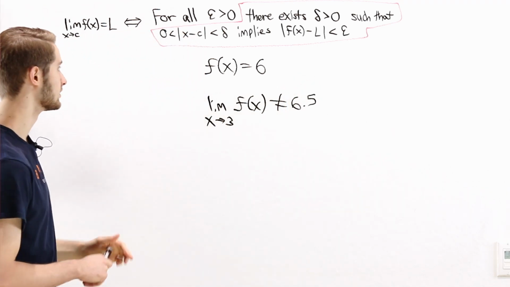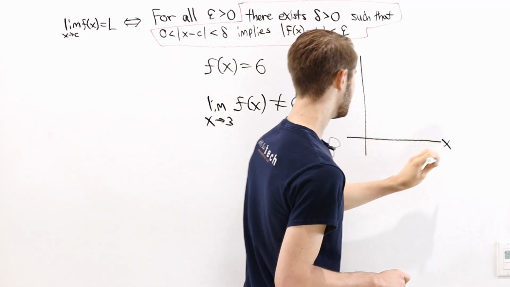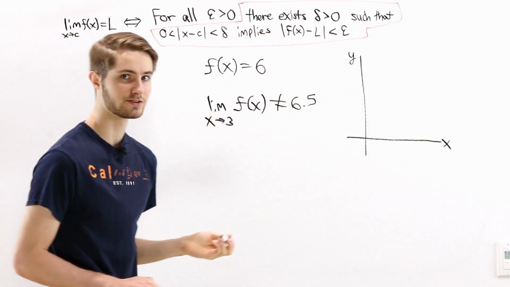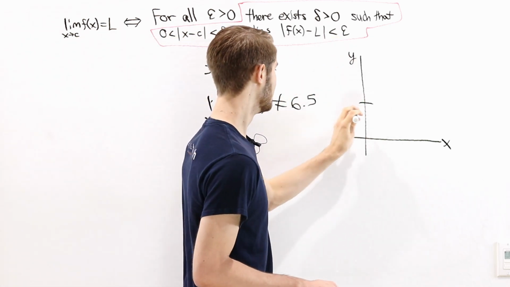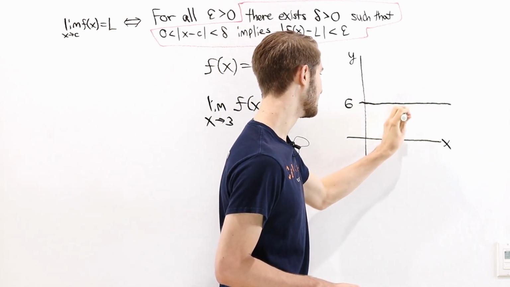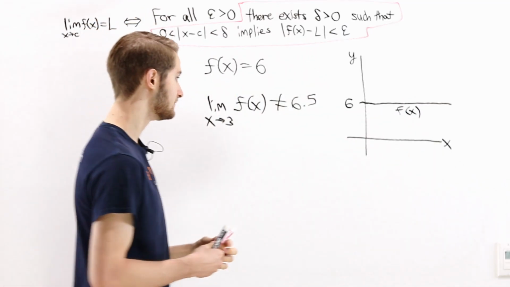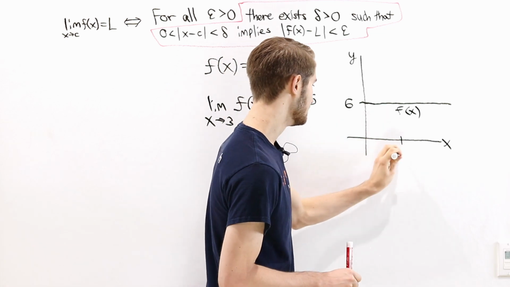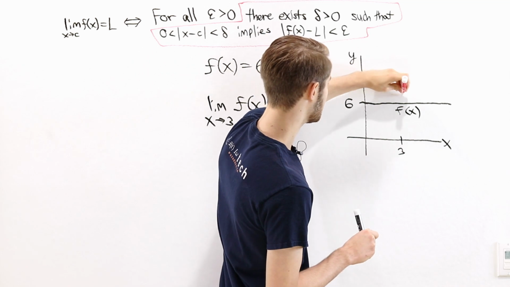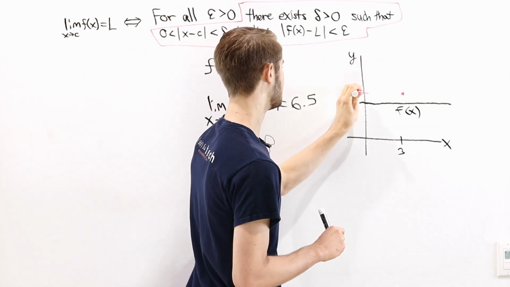So let's look at a little graph of this situation. If we look at the input x along the horizontal axis and the output on the vertical axis, our function is just going to take the value of 6 everywhere. So it's going to be this flat line. That is our f of x. And if we look at the limit value, at the value of x equals 3, we want to disprove that the limit equals 6.5, which is going to be somewhere up here.